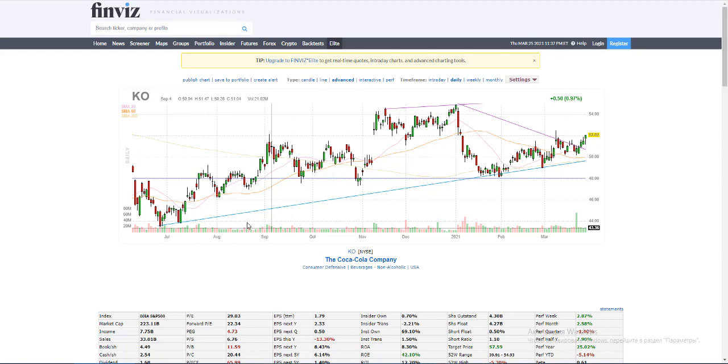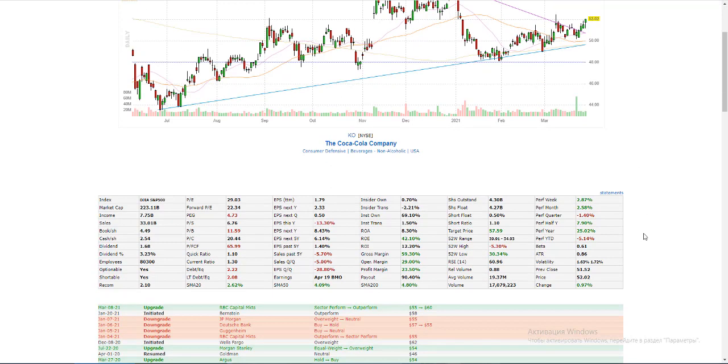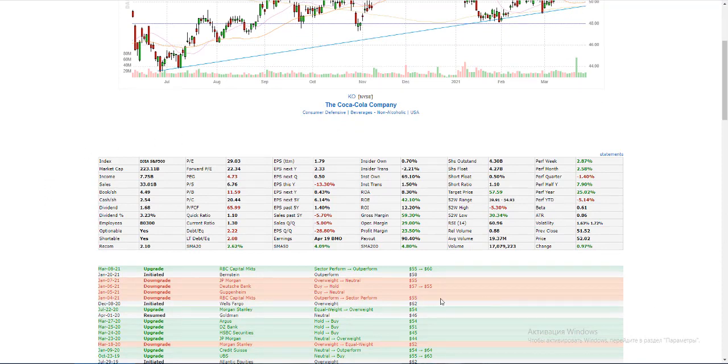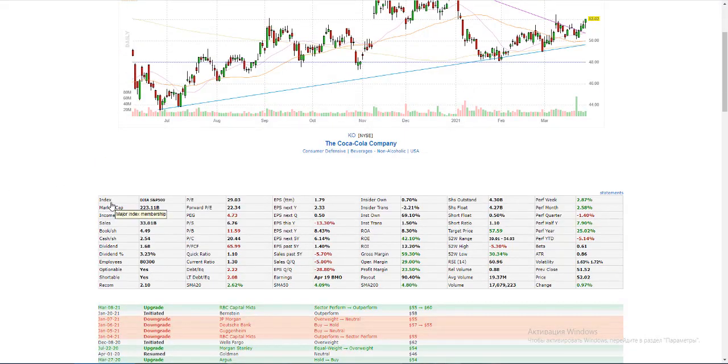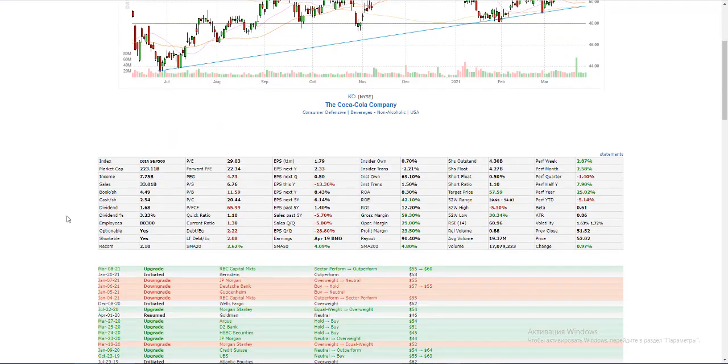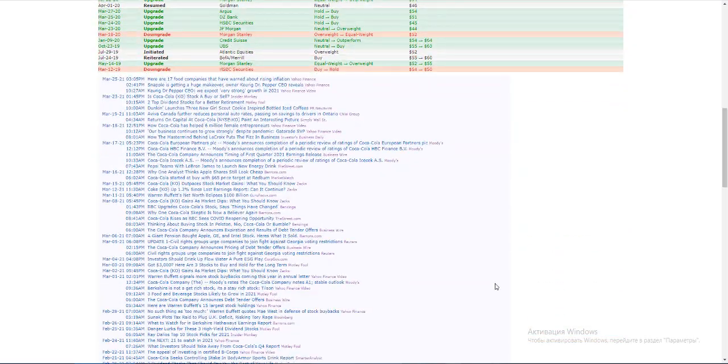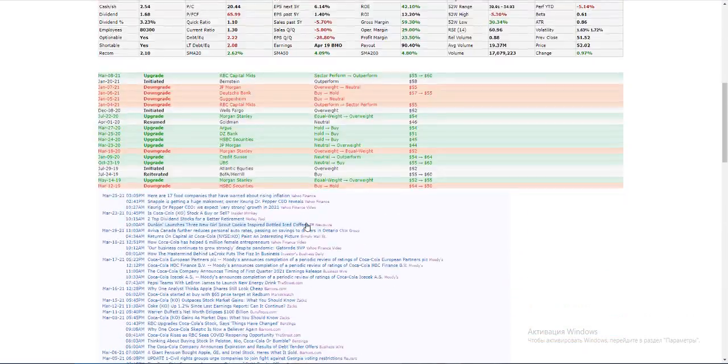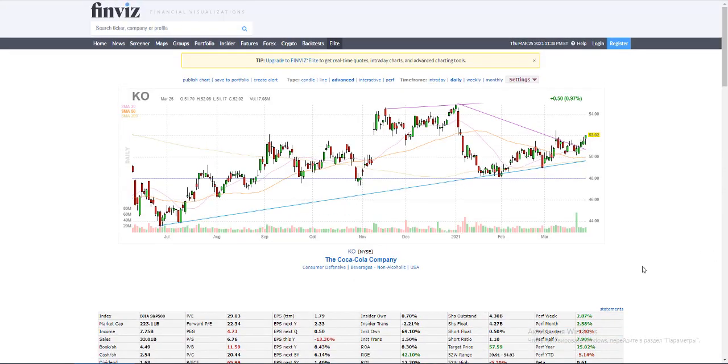You can see the chart and even some trends here from the analytics, and here we can see the table with some data like index. If the company is in any index, we can check it here, like Coca-Cola is in the Dow Jones and S&P 500 indexes. Market capitalization, income, sales, dividends, if they pay dividends, the number of employees, if it's optionable or not, and so on. Earnings per share next quarter, and a lot of information. And again, articles or news concerning the company. I guess that's it about Finviz.